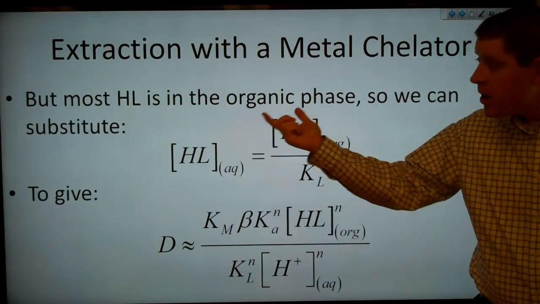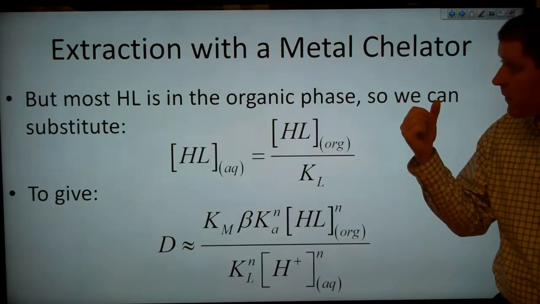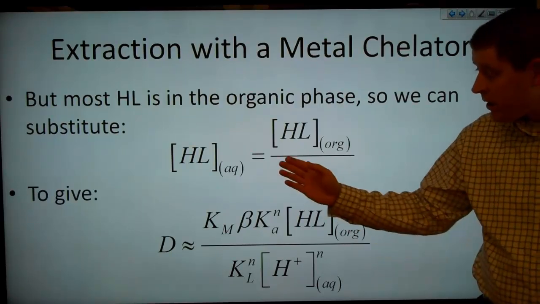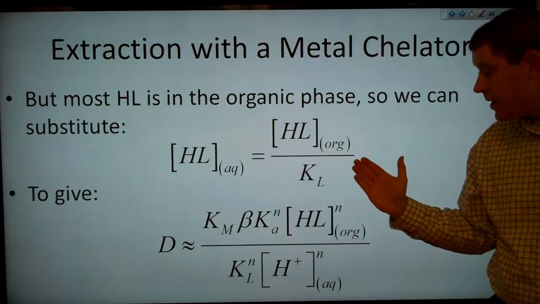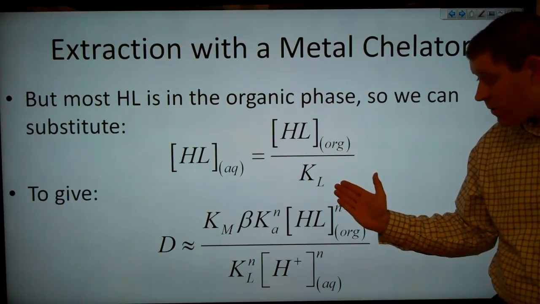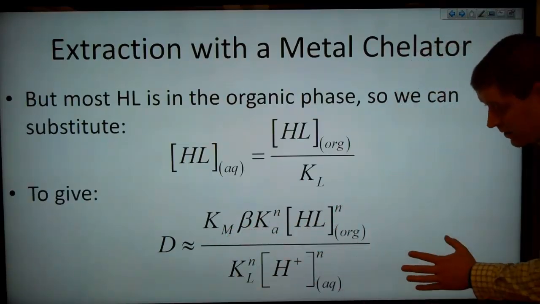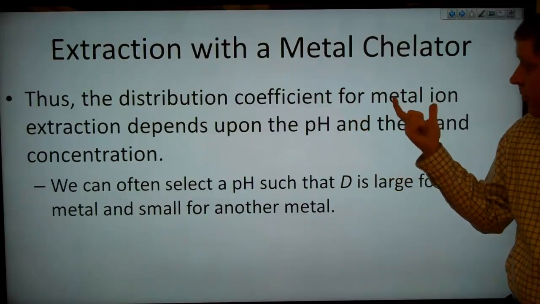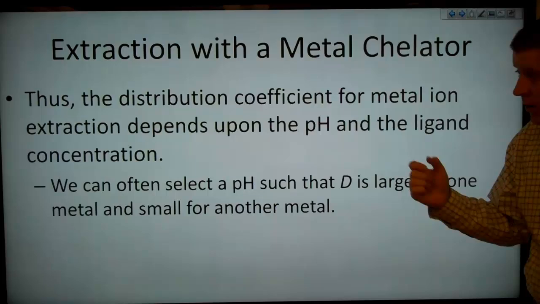But most of our protonated ligand is in the organic phase, and that means that we can substitute the concentration of our protonated ligand in the aqueous phase with the concentration of the ligand in the organic phase divided by the partition coefficient of our ligand, and that means that now our distribution coefficient looks like this, and thus the distribution coefficient for the metal ion extraction depends upon the pH and the ligand concentration.